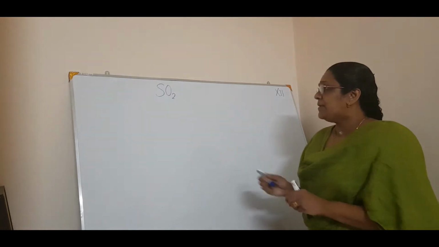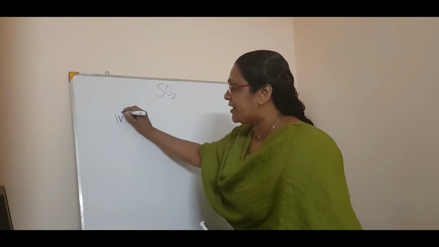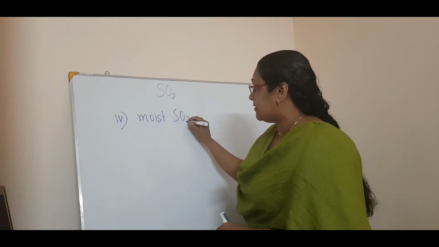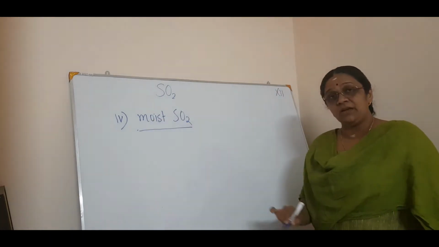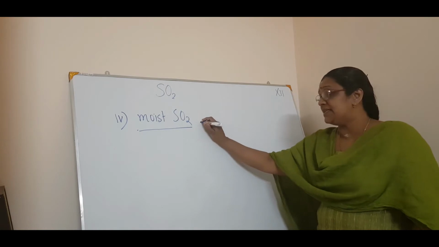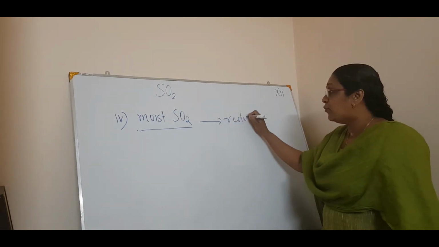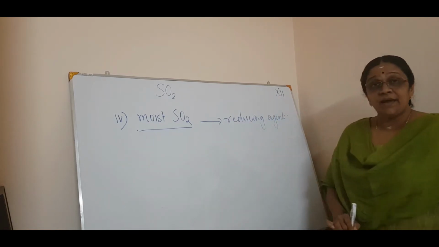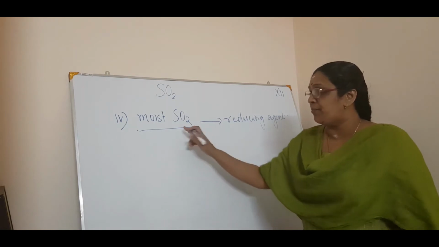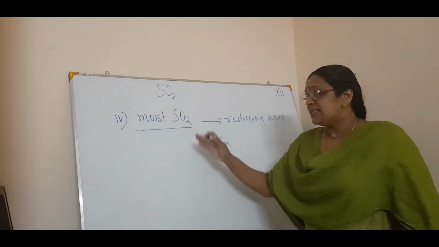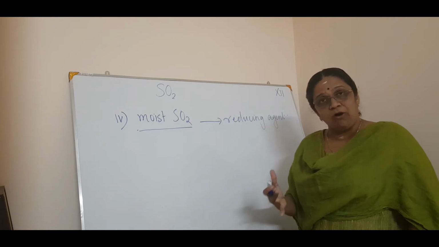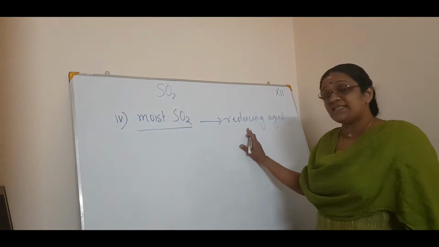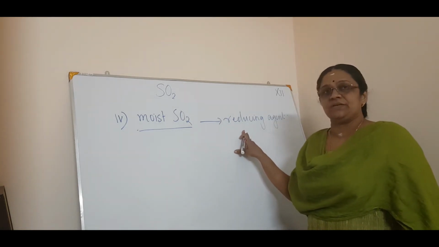Okay. Now coming to the last reaction, which is very, very important. Listen, this is a very important equation. When moist sulfur dioxide is there, it acts as a powerful reducing agent. See? It acts as a powerful reducing agent. This moist sulfur dioxide is capable of reducing some compounds. So that is why it is called a powerful reducing agent.